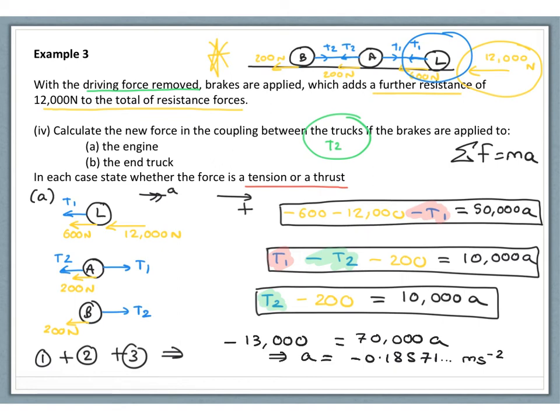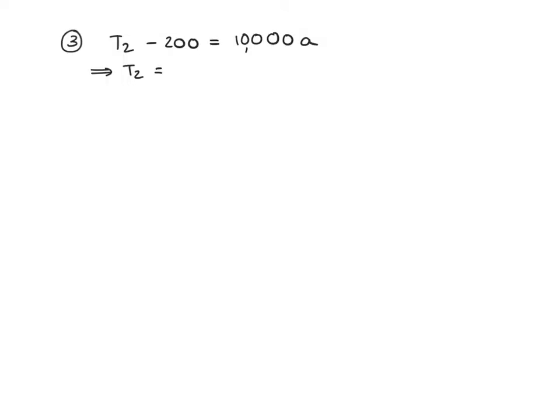We now need to calculate the value of T2, so the force in the coupling between the trucks. So we're going to substitute into the third equation. So let's just make these clear with their labelling. Now, this interestingly gives us a value of negative 1657.142... Now, we need to interpret what's going on here.